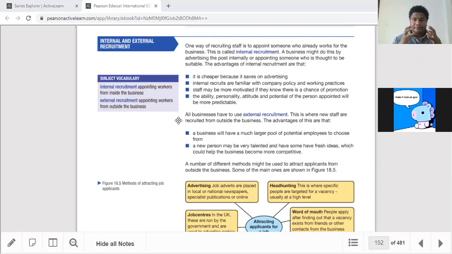And also, finally, you can see the ability, the personality, the attitude, and potential of the person appointed will be more predictable, because with internal recruitment we know the person. From the management point of view, we know the worker because he was there with us for a long time. The person we are appointing as a manager today has worked there for a couple of years, let's say 5, 10, 20 years in the organization at this level.